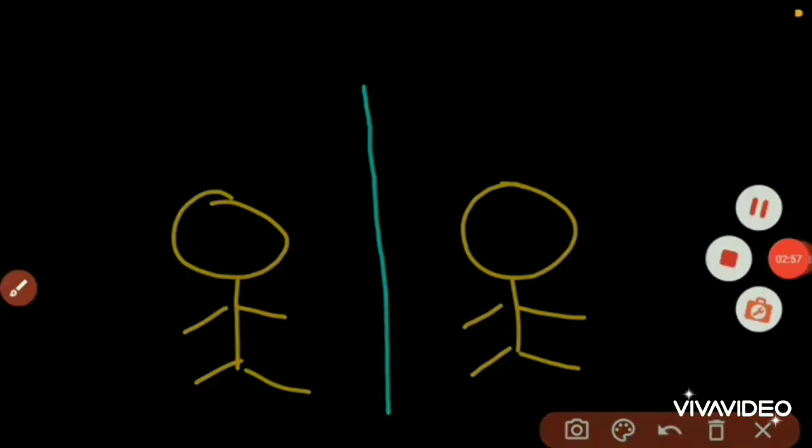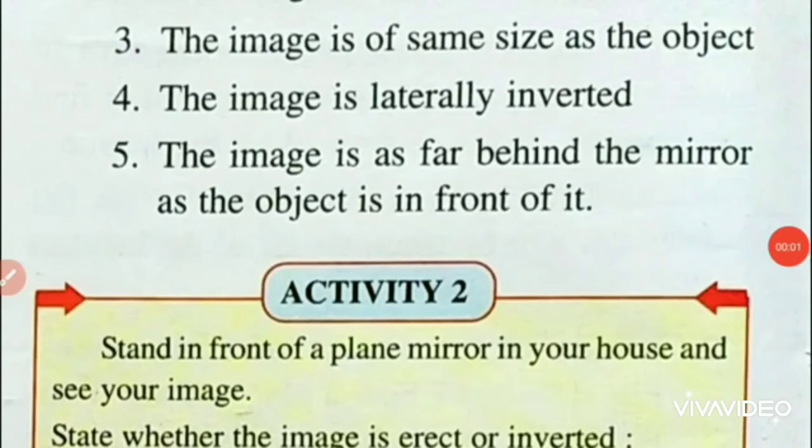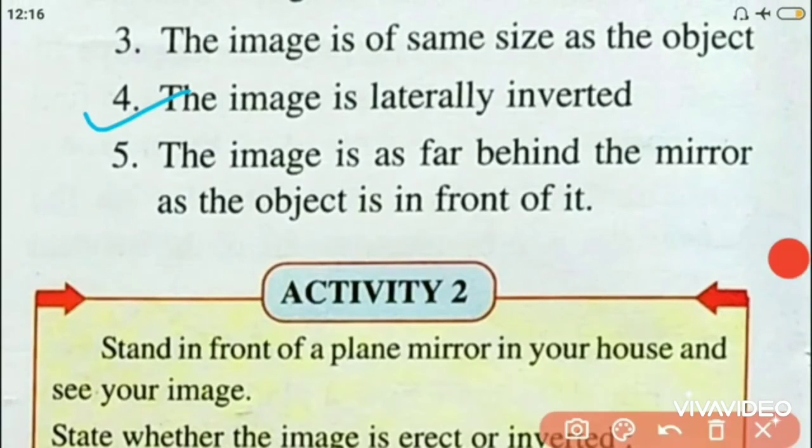Now let's see the fourth characteristic. The fourth characteristic of the plane mirror is saying that the image is laterally inverted. Laterally inverted means upside down, and we have seen that if we are lighting a candle and we see that light in the plane mirror, the tip of that candle will be inverted, and that is called the image is laterally inverted. Okay, and you can see that in the first session of this chapter.